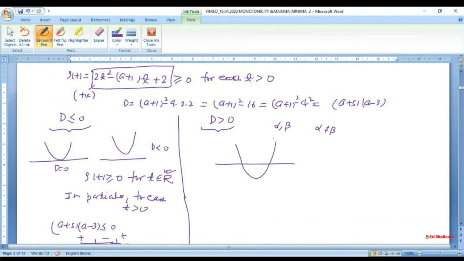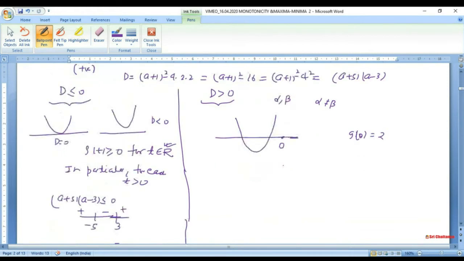It is an upward parabola. And now notice g of 0 is 2. So 0 anyway lies here. We know that 0 lies, but 0 could lie here or 0 could lie here. We want 0 to lie here. It may also happen that 0 coincides with this, that's fine. So let's call this beta and this alpha. Now you have got three conditions.